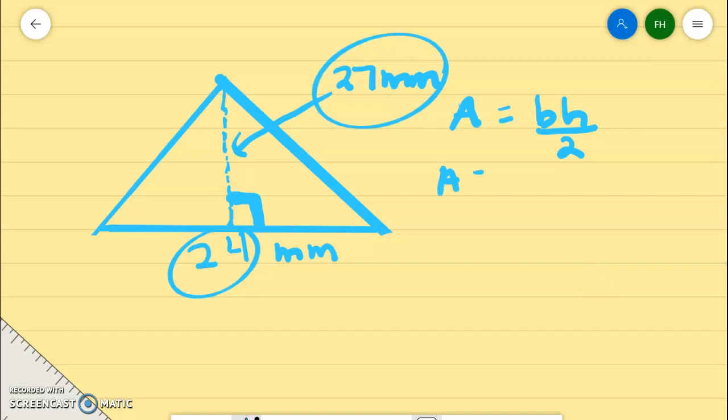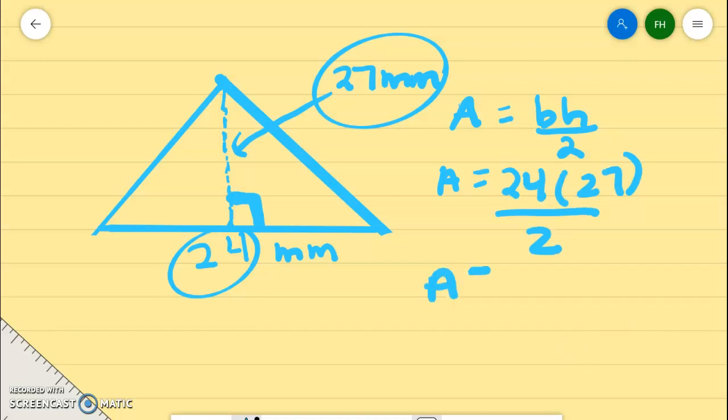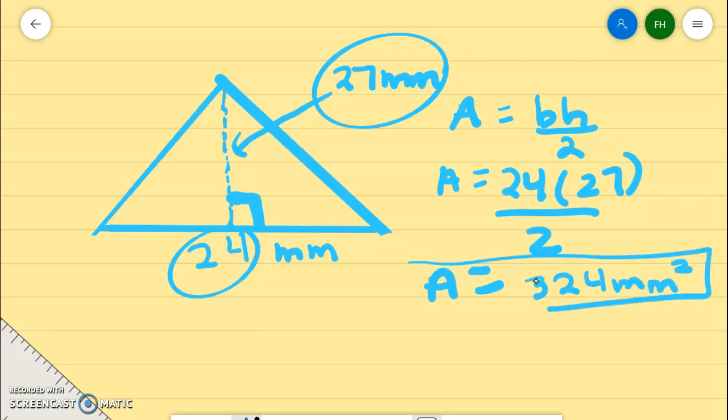Your base is 24, your height is 27, and then divide it by 2, and you get 324 square millimeters. Don't forget to write your square units.